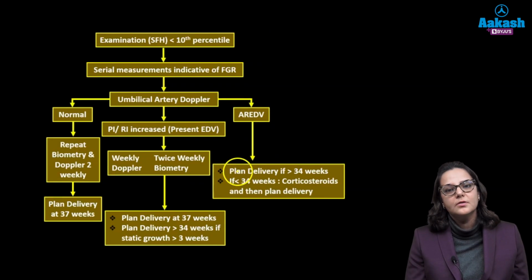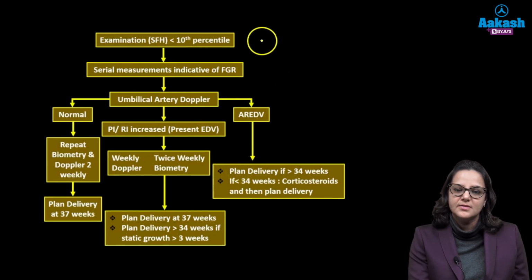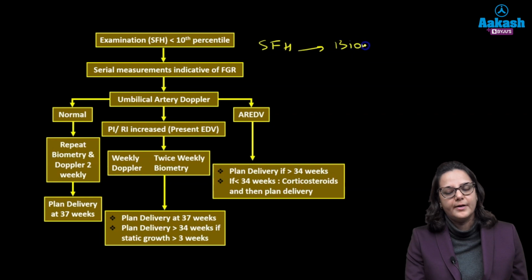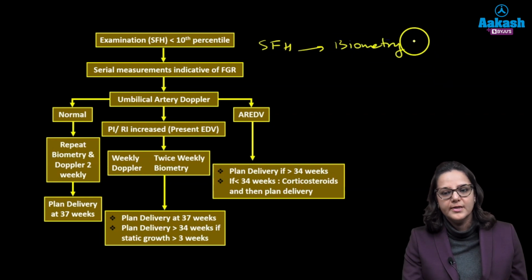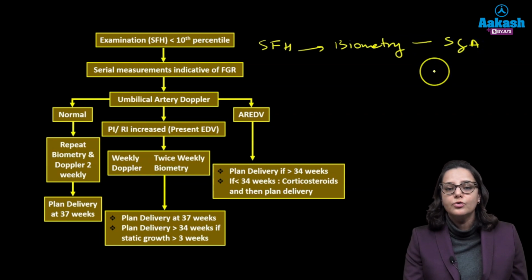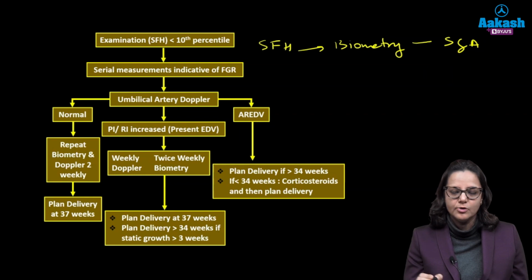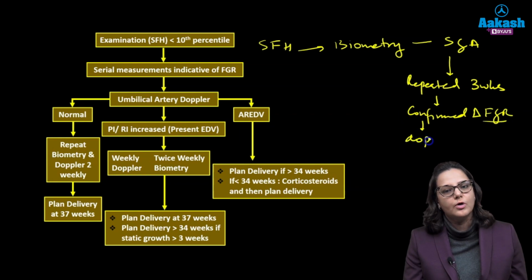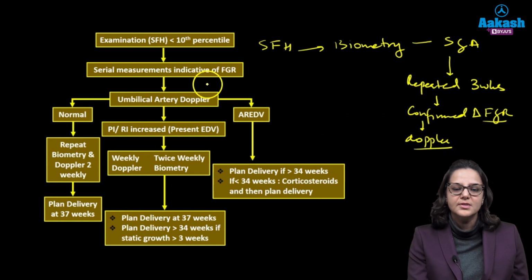Alright. So coming to the management, how did we diagnose these patients? It was on the basis of the symphysio-fundal height measurement, right? After that, what did we offer? We offered biometry. On doing biometry, we got to know that the baby is small for gestational age. So to differentiate between a constitutionally small and a fetal growth restricted baby, what did we do? We repeated biometry at 3 weeks, right? It confirmed the diagnosis of IUGR. What did we offer? We offered Doppler studies. So this is the umbilical artery Doppler. From here we are going to follow up this patient.